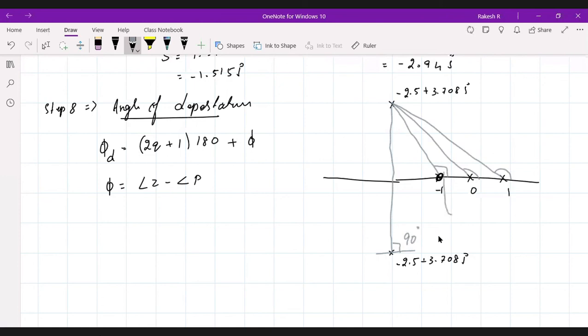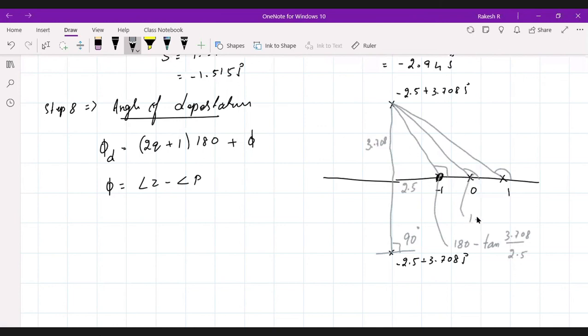For this, what you need to write? I'll write it here. For this, what happens? 180 minus of this angle. This angle is what? Here, this side becomes 2.5. This is 3.708, and this is 2.5. This is tan inverse of opposite by adjacent, that is 3.708 divided by 2.5 here. This angle, right?